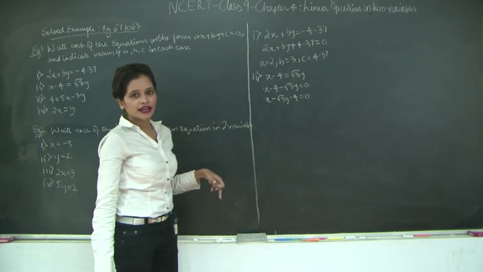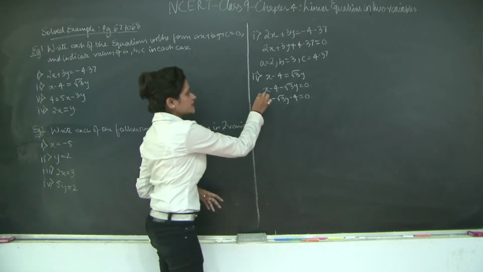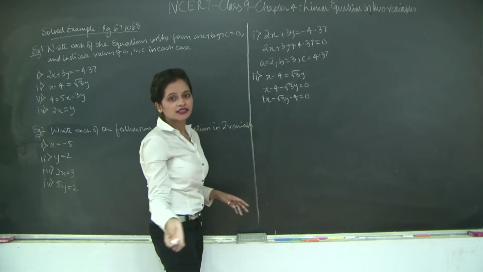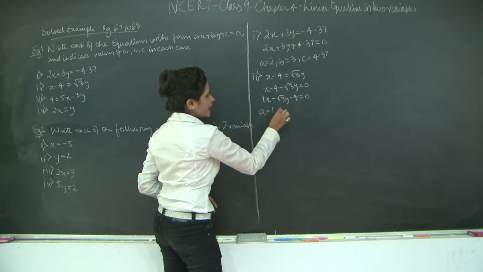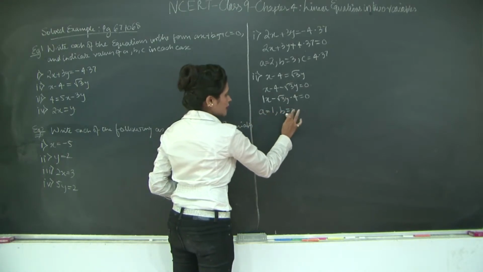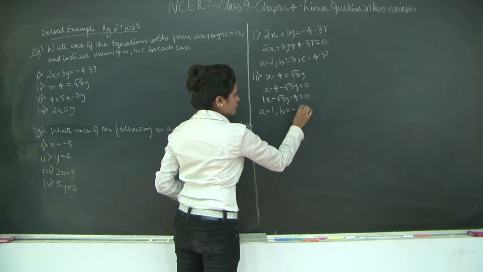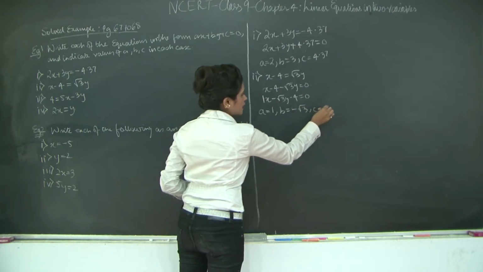So now this is in the form of ax plus by plus c is equal to 0. But where do I find my a? There is no a here. Obviously this a is nothing but 1. 1 into x is going to give me x. Therefore the value of a is 1, that of b is equal to minus root 3 and c is equal to minus 4.